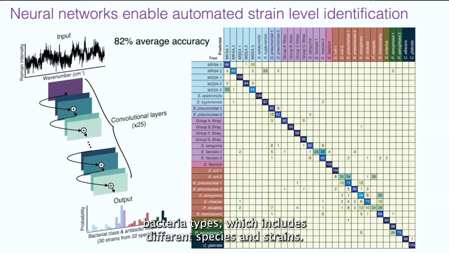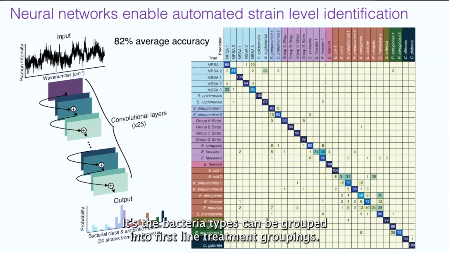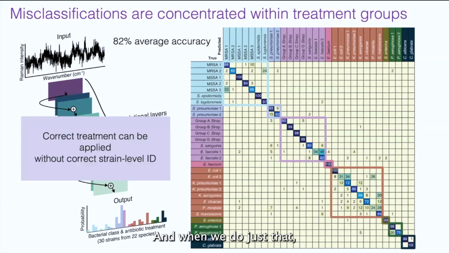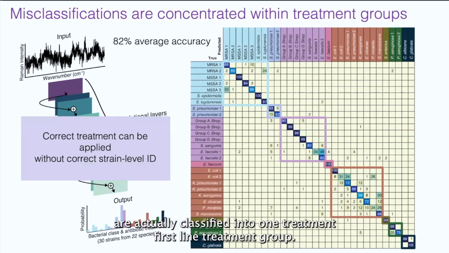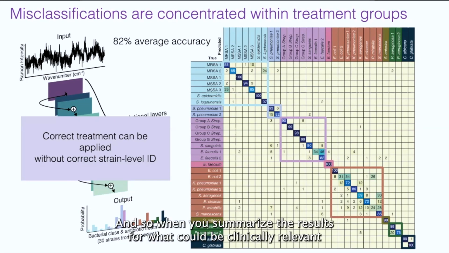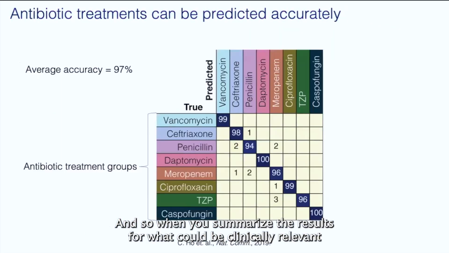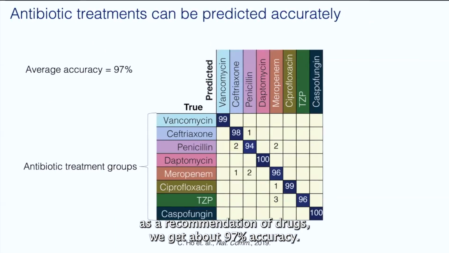For individual bacteria types, which includes different species and strains, we get about 82% average accuracy. Again, going back to where we started, which is what is clinically relevant for doing diagnostics, we find that individual bacteria types are not treated with their own antibiotics. The bacteria types can be grouped into first-line treatment groupings. And when we do just that, we see that the mistakes that are being made are actually classified into one first-line treatment group. And so when you summarize the results for what could be clinically relevant as a recommendation of drugs, we get about 97% accuracy.